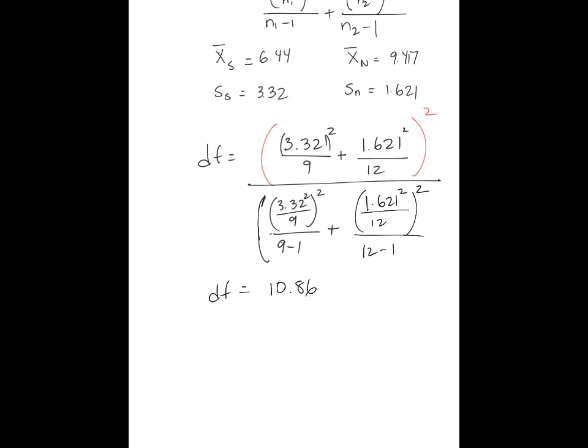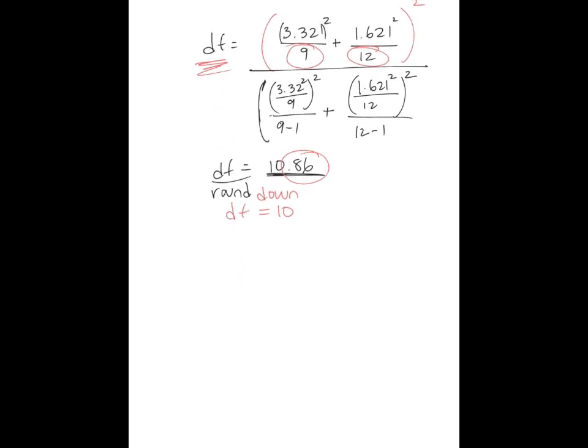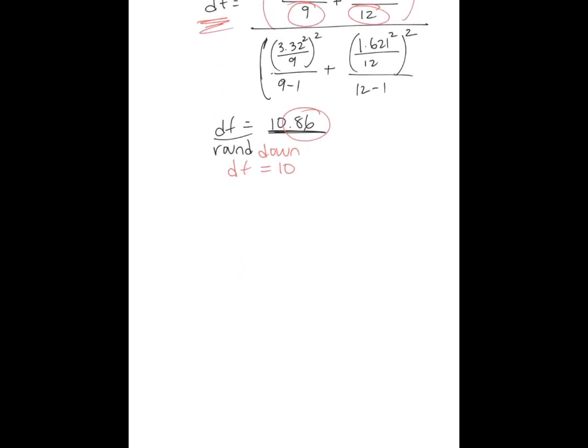Now what you're going to do with this is you're actually going to round it down. So no matter what the degrees of freedom is, no matter what the decimal is, you always round down. So in this case, we're going to use a degrees of freedom of 10. What this equation actually does is it takes these two values, the n1 and n2, and it actually shrinks them to the lowest possible degrees of freedom. And that's why we round down. Okay, so now we have a degrees of freedom of 10.